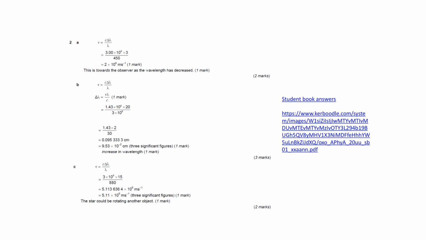Okay, so for question 2A, the answer was 2 times 10 to the 6. For B, 9.53 times 10 to the minus 2 centimetres. And C, 5.11 times 10 to the 6. And then the star could be rotating another object.